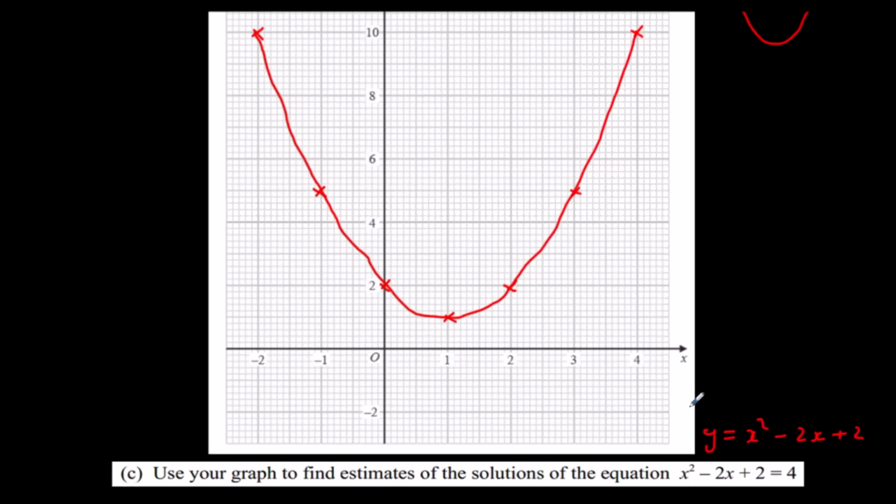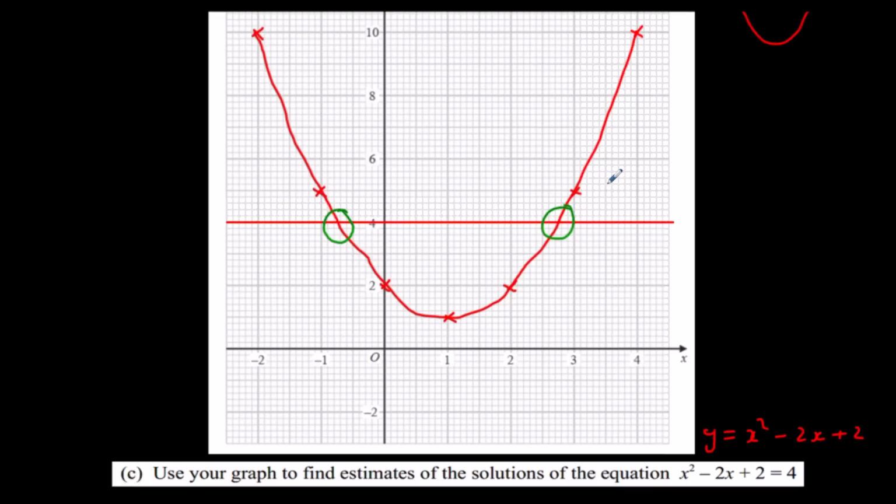So we can see that y has been changed into 4. So we want to know where y equals 4. So y is equal to 4 anywhere along the line y equals 4. So what are the x coordinates here? And we just read them off the graph.